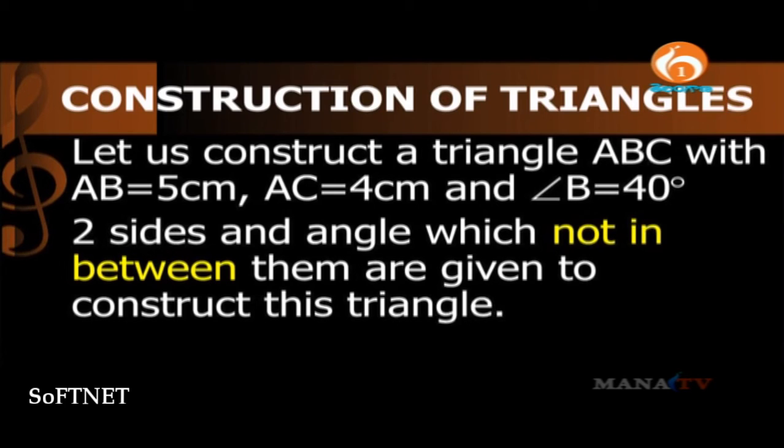And now it will be very simple to construct this triangle. Though the condition is different, first of all let us assume that you have drawn a line segment AB with 5 centimeters. Are you drawing? Otherwise, you can also draw AC with 4 centimeters. But now we are taking AB is equal to 5 centimeters. I think you have drawn AB is equal to 5 centimeters. Now, can you construct the angle B is equal to 40 degrees? Yes. Just now we have constructed angle B is equal to 50 degrees. Now you have to construct angle B is equal to 40 degrees. You have got a ray, right?